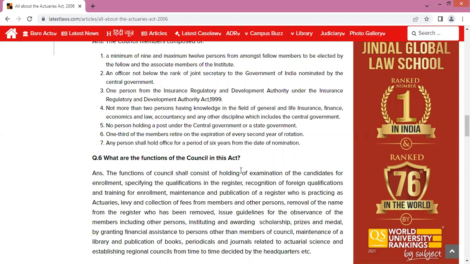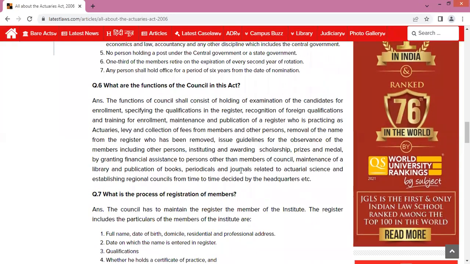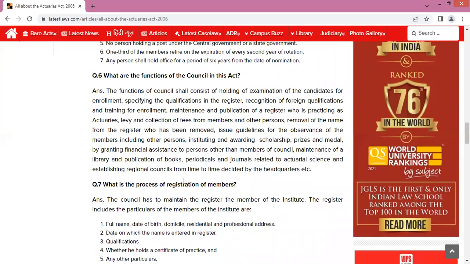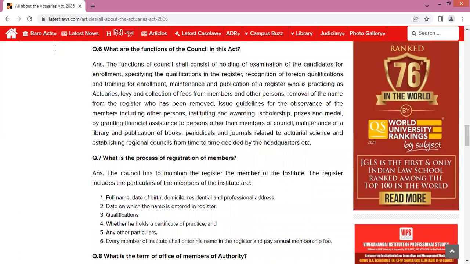So what are the functions of the council in this Act? The functions of the council shall consist of holding examinations of candidates for enrollment, specifying the qualifications in the register, recognition of foreign qualifications, and training for enrollment, maintenance and publications, and all guidelines; everything they will tell you regarding that.